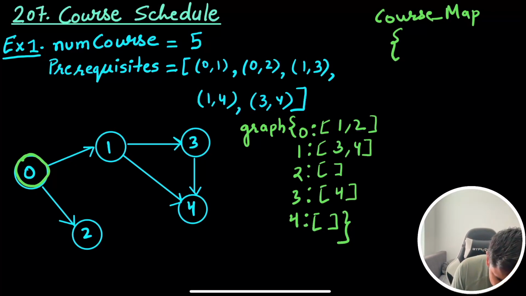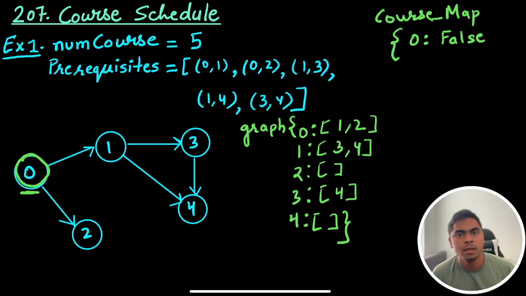So that means I'm currently visiting 0. Currently visiting 0 means I'm going to run a DFS on it. Because I'm visiting 0, in my course map I'll say 0 is basically false. That means it cannot be visited. Why? Because in order to complete 0, I have to complete all its neighbors. So in the beginning, temporarily, I'm marking it false.